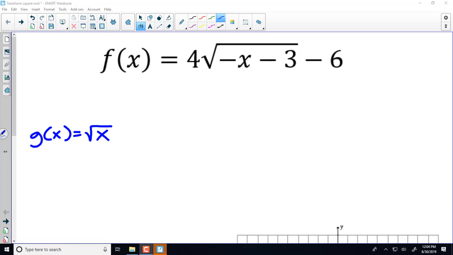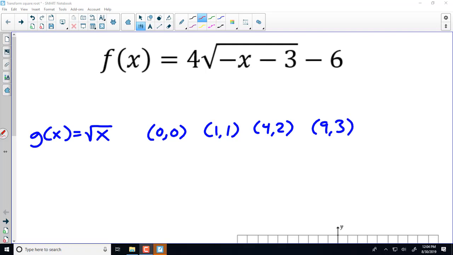In order to do a transformation, the way that we've been doing it in class, we need to be able to list some ordered pairs that are on the original function g of x equals square root of x. So some good ones to list are (0, 0), (1, 1), (4, 2), and (9, 3).